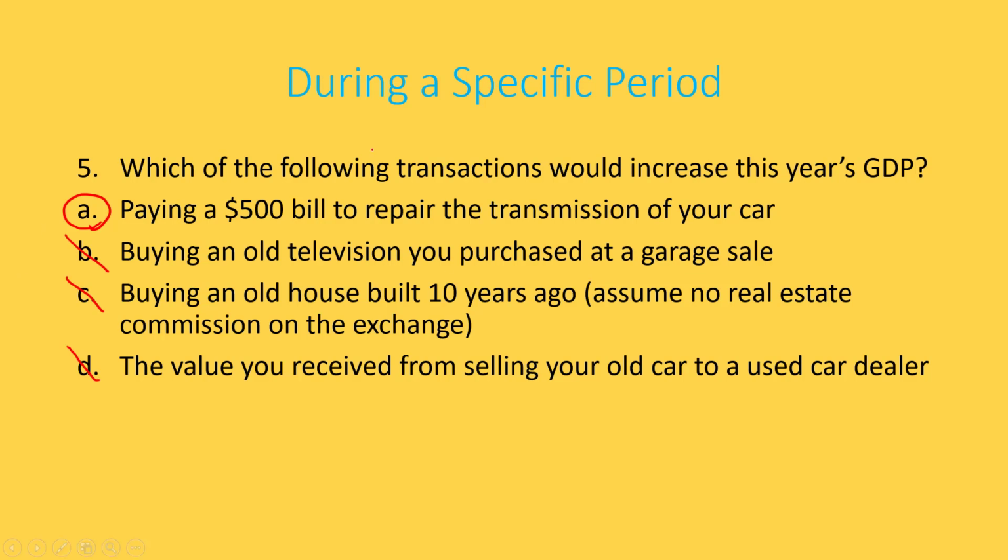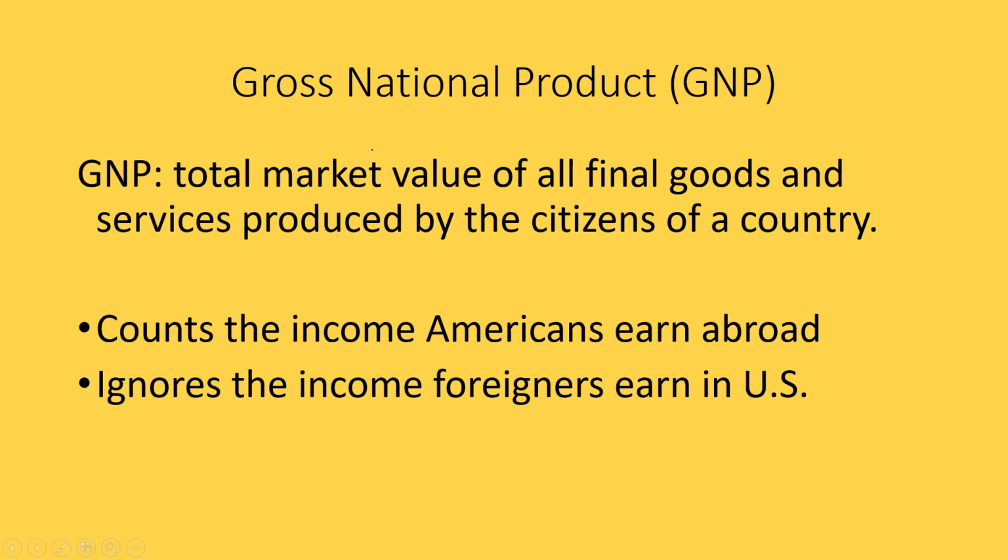All right, so moving forward, let's talk a little bit about gross national product. Gross national product is the total market value of all final goods and services produced by the citizens of a country, no matter where they are, right? So again, it counts the income that Americans earn abroad. As long as you are a U.S. citizen, any of your productive activities will be added to U.S. GNP. However, it will only be added to U.S. GDP if it's happening within the geographic borders of the United States.